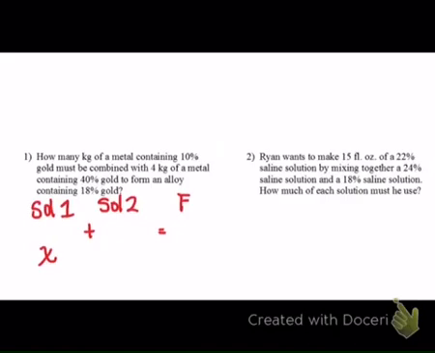If we know our first solution, how many kilograms of a 10%? So we don't know the first one, so 10%. Sorry, again, my tablet died out on me. Must be combined with a 40% at 4 kilograms, to create a final solution of 18% gold.